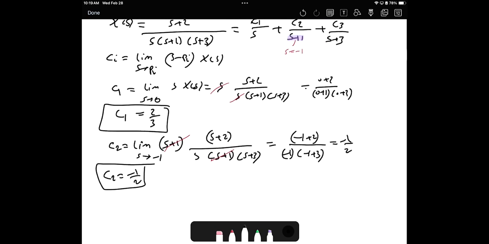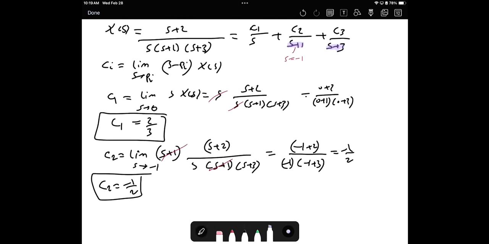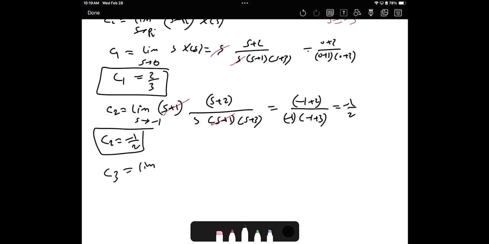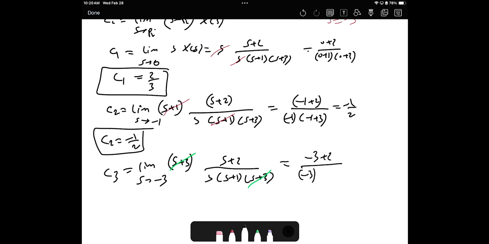How about C3? C3 is associated with s plus 3. This means when s goes to negative 3. So s goes to negative 3. C3 equals the limit when s goes to negative 3 of s plus 3 times X of s, which is s plus 2 over s plus 1, s plus 3. Then s plus 3 and s plus 3 will cancel each other. Substitute s as negative 3: negative 3 plus 2, divided by negative 3 times negative 3 plus 1. So the answer will be negative 1 over 6. Then C3 equals negative 1 over 6.